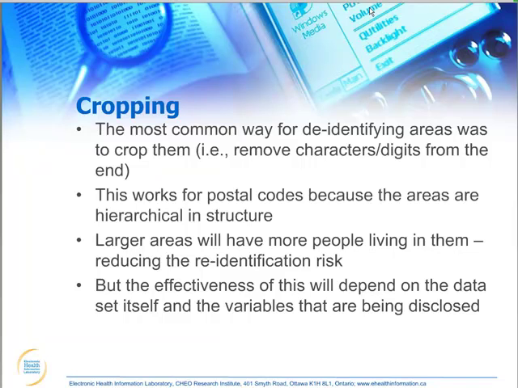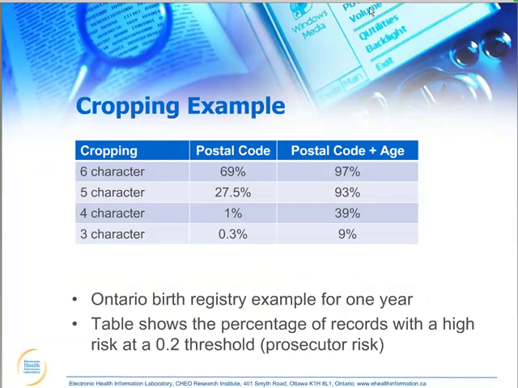However, when you add age to postal code, even when you go down to 3 characters, so this is just postal code and mother's age, 97% of the records have a high risk with the full postal code, but as you crop it down to 3 characters, still 9% of the records have a high risk with just those 2 pieces of information. Now, if you add other things like the baby's date of birth, the language spoken at home, and as you add more information about the baby and the mother that can be used for identification, the reduction to a 3-character postal code may be insufficient. You may have to cut it down to 2 characters or 1 character, and at that level it's really not very useful geographic information anymore.